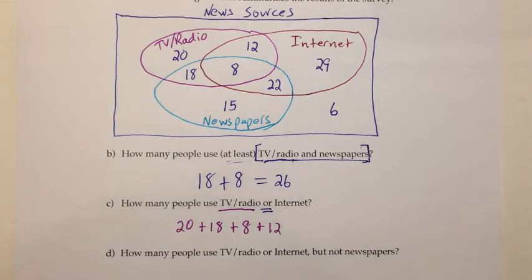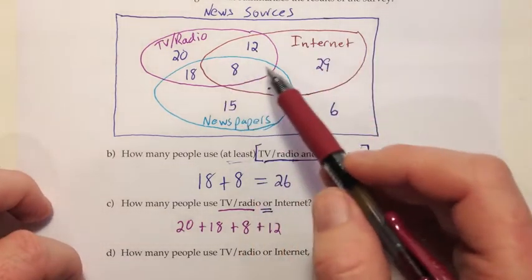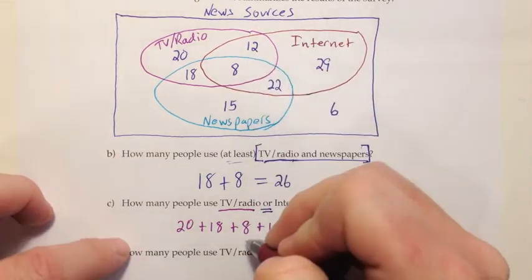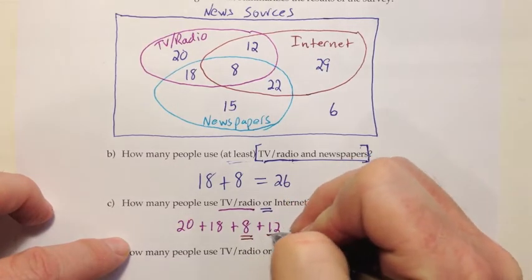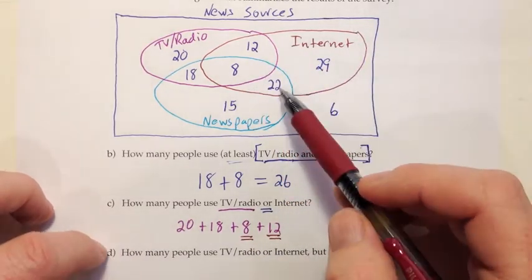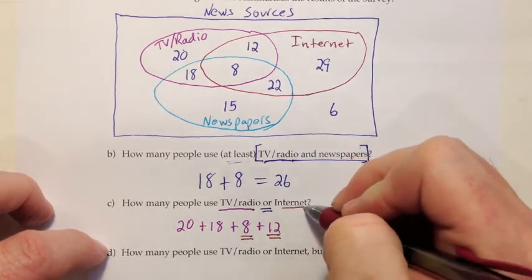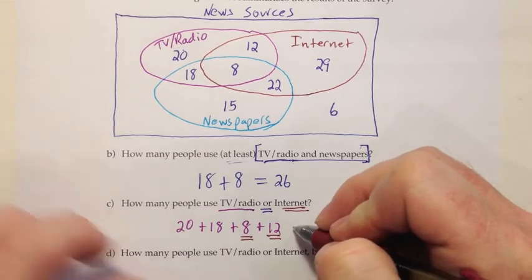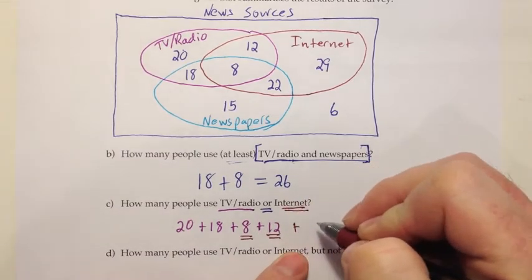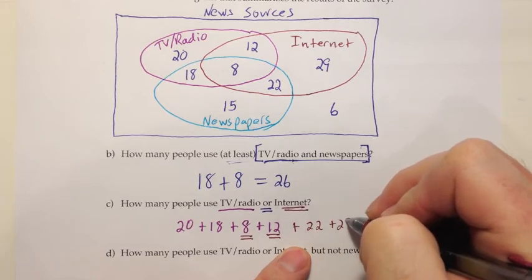And then when you move on to the internet, you want to count anybody that uses the internet. And that would include these 12 and these 8, but I've already got them, so I'll just underline them to note that I have already counted these people. But you also want to count these other 22 and 29 because they use the internet. So we have those 8, those 12, plus we pick up 22 more, and then 29 after that.